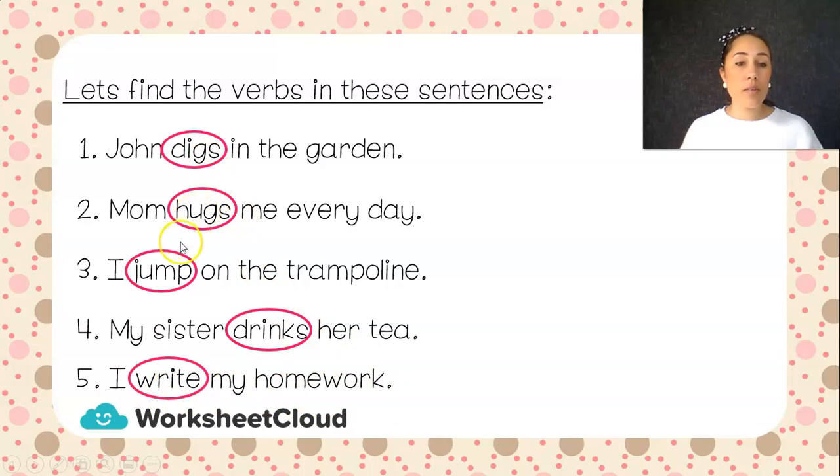So now I can ask myself if I can do all of these things. Can I dig? Yes. Can I hug? Yes. Can I jump? Yes. Can I drink? And can I write? Yes, I can do all these things. So they are all verbs.